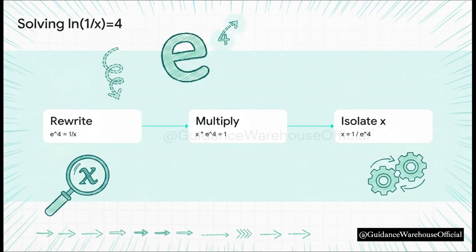And what about working in reverse? Take the natural log of 1 over x equals 4. Just use the literal definition of the natural logarithm to rewrite the equation out of log form. Since the base is e, that means e to the power of 4 equals 1 over x. From there, you just multiply by x and divide by e to the 4th. Step by step, the undo button isolates x perfectly.